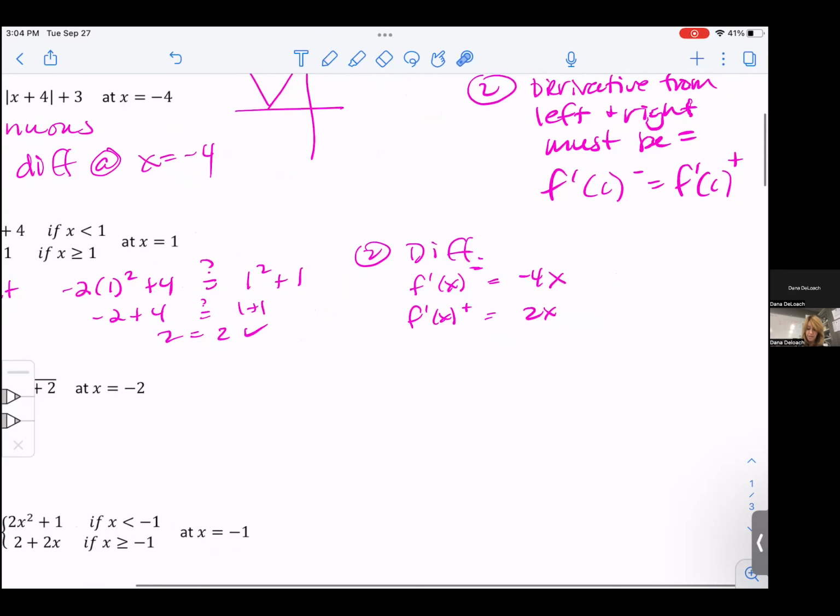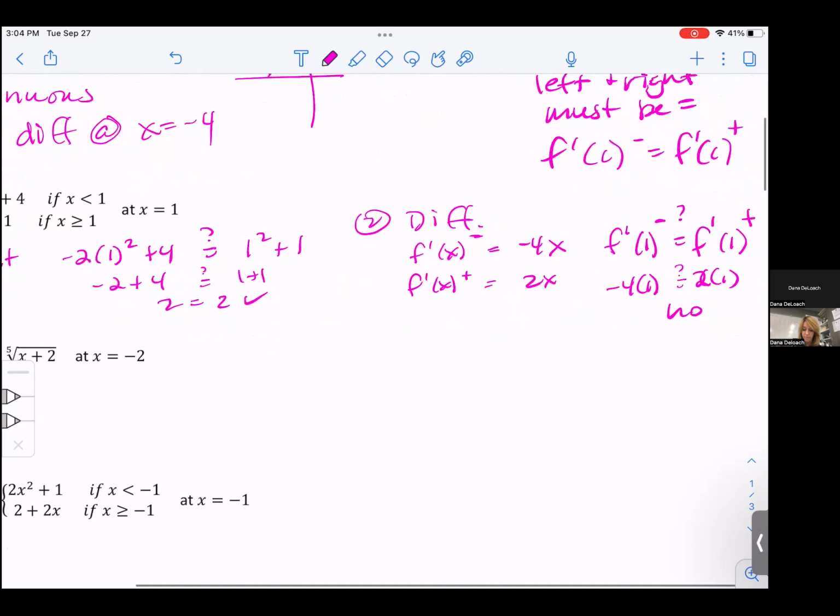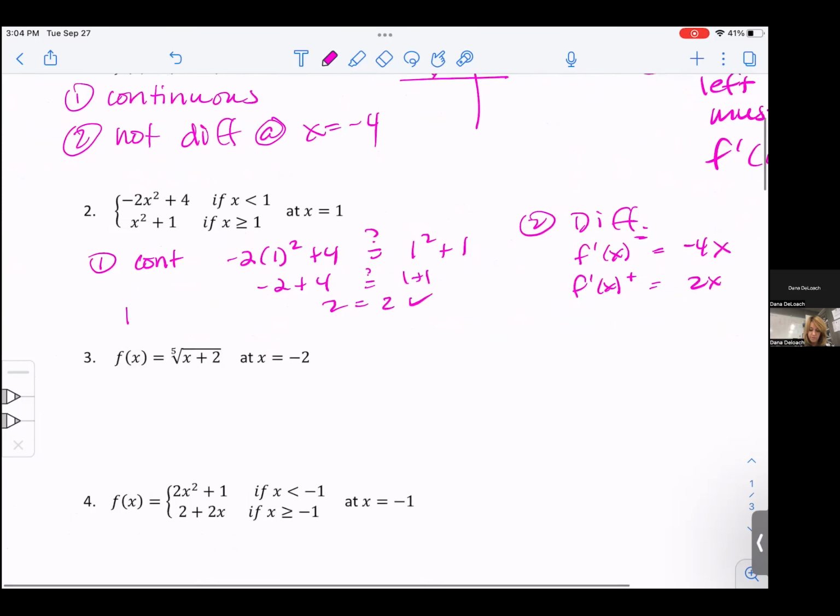And then I'm going to try it at 1. So does f prime of 1 from the left equal f prime of 1 from the right? Well, that would be -4 times 1. And does that equal 2 times 1? And the answer is no. That means that the slopes don't match up. That must have a sharp turn. It's continuous, but the slopes don't match up. They're approaching different numbers. So no, this is not differentiable.